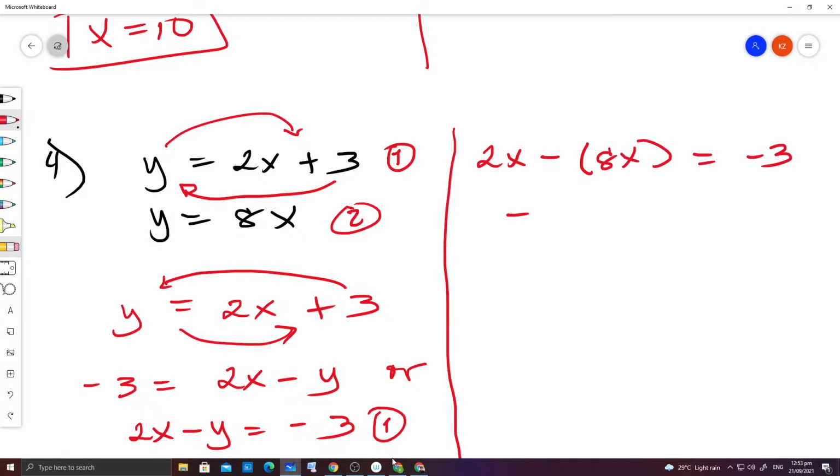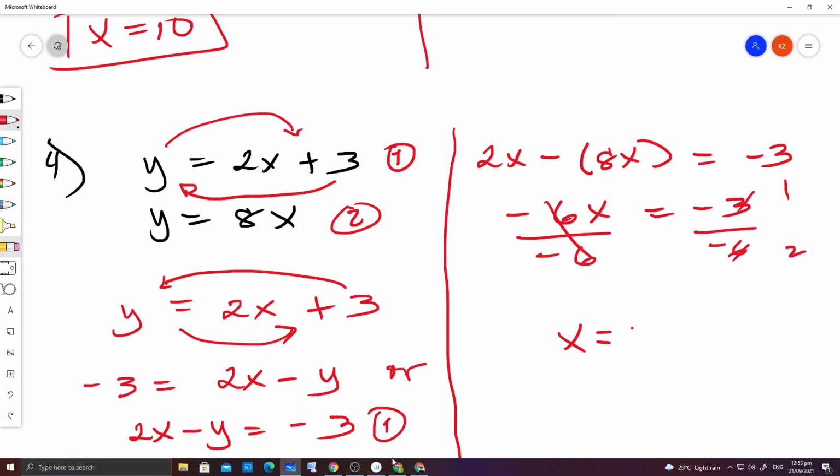So we have 8x equals negative 3. So we have negative 6x equals negative 3, over negative 6, negative 6. So x is equal to, positive, positive. So we have 1 and 2. So negative 1/2. Oh no, not negative, sorry. Positive 1/2.